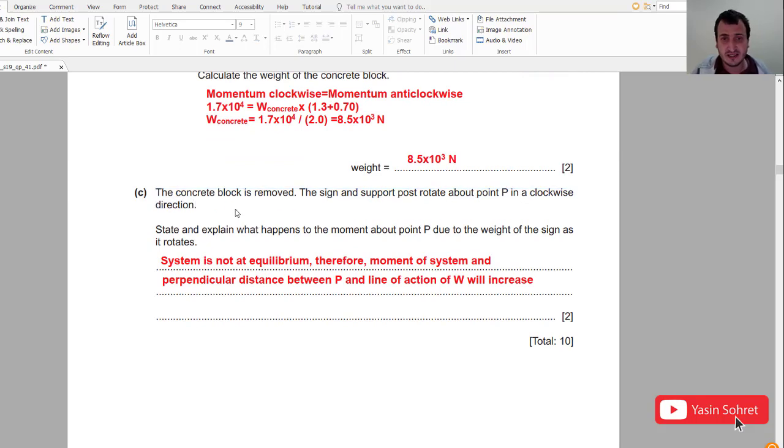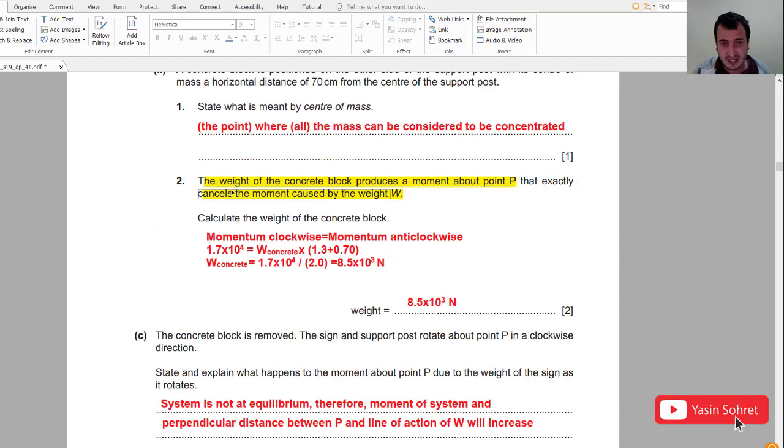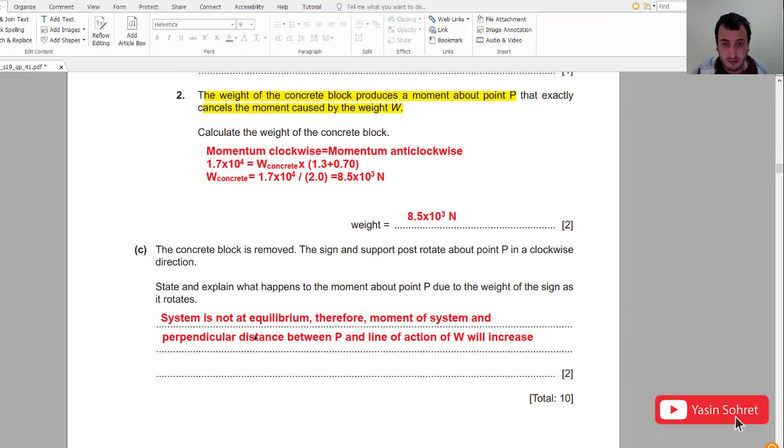When the concrete block is removed, the sign and support post rotate about the point P in a clockwise direction. State and explain what happens to the moment about P due to the weight of the sign as it rotates. As you see here, the weight of the concrete block cancels the moment caused by the weight of the sign. So when you remove the concrete block, the system is not in equilibrium, so the moment of the system will increase, because the perpendicular distance between P and the line of action of the weight of the sign will increase.